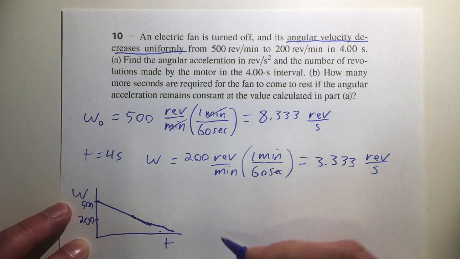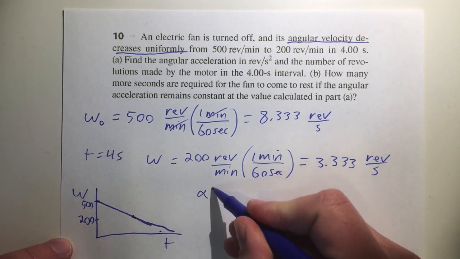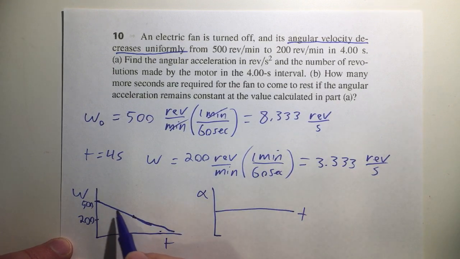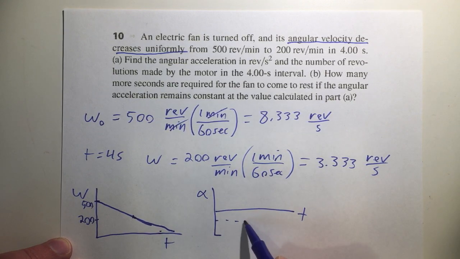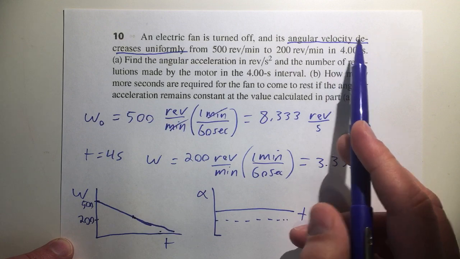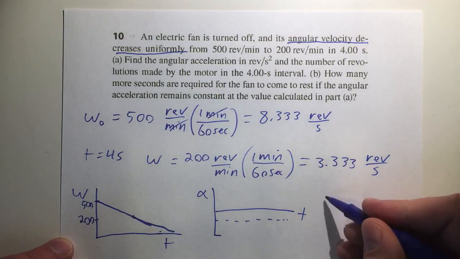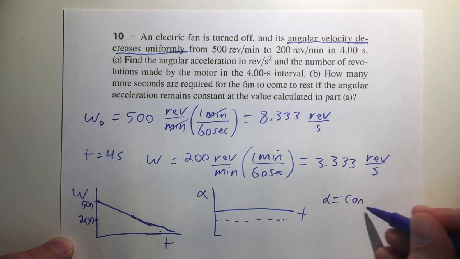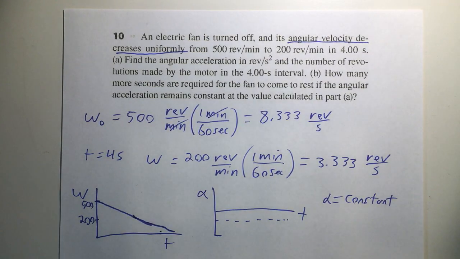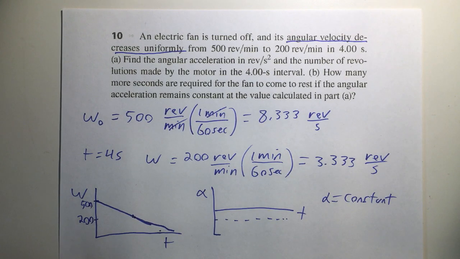All right, so this is a straight line, which means that the angular acceleration as a function of time is some constant negative number. And that's what we're actually looking for in part A, is to find that number. But the fact that it says the angular velocity decreases uniformly tells us that alpha is equal to a constant. It's some constant number, and what that means is we're allowed to use the constant acceleration equations to solve this problem. That's going to be very helpful.